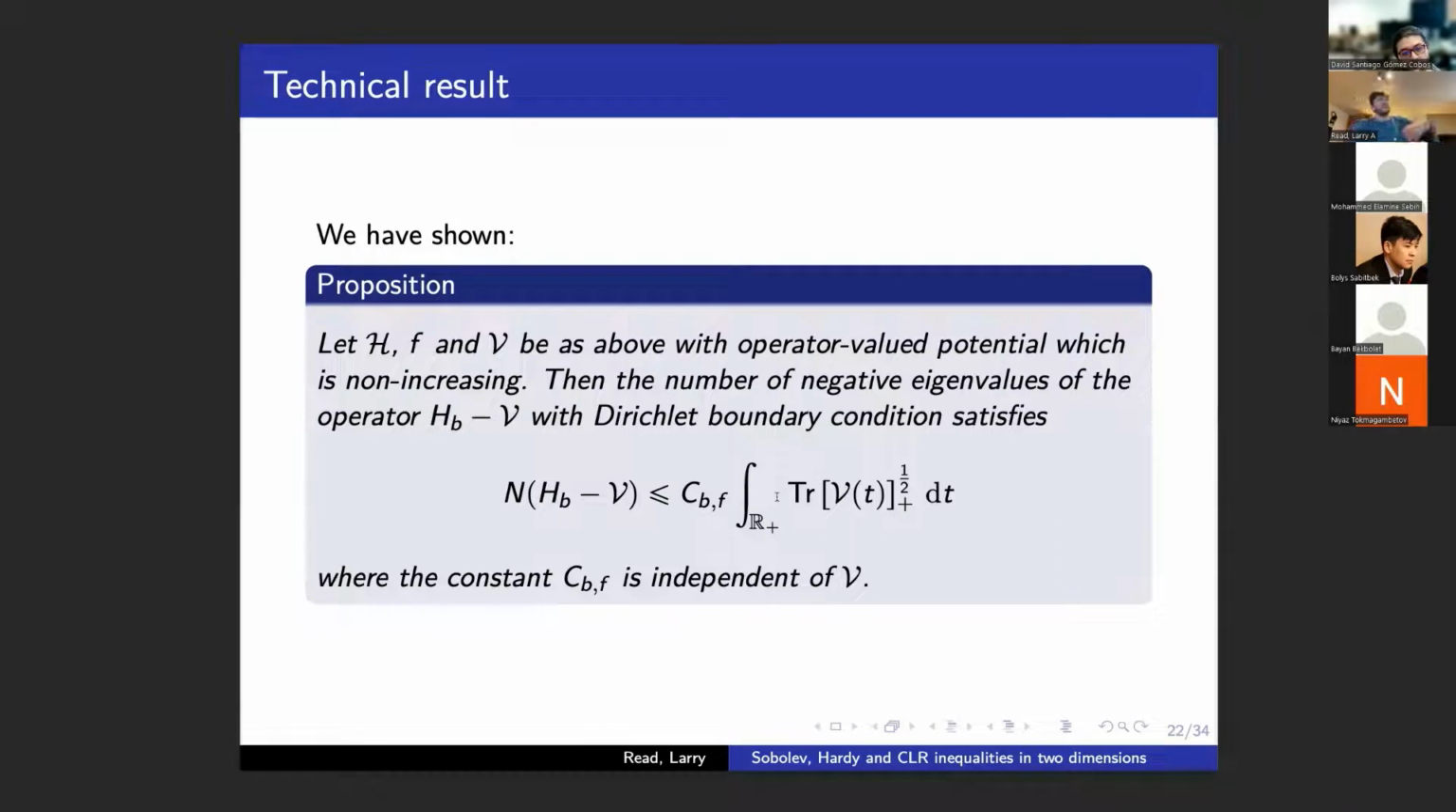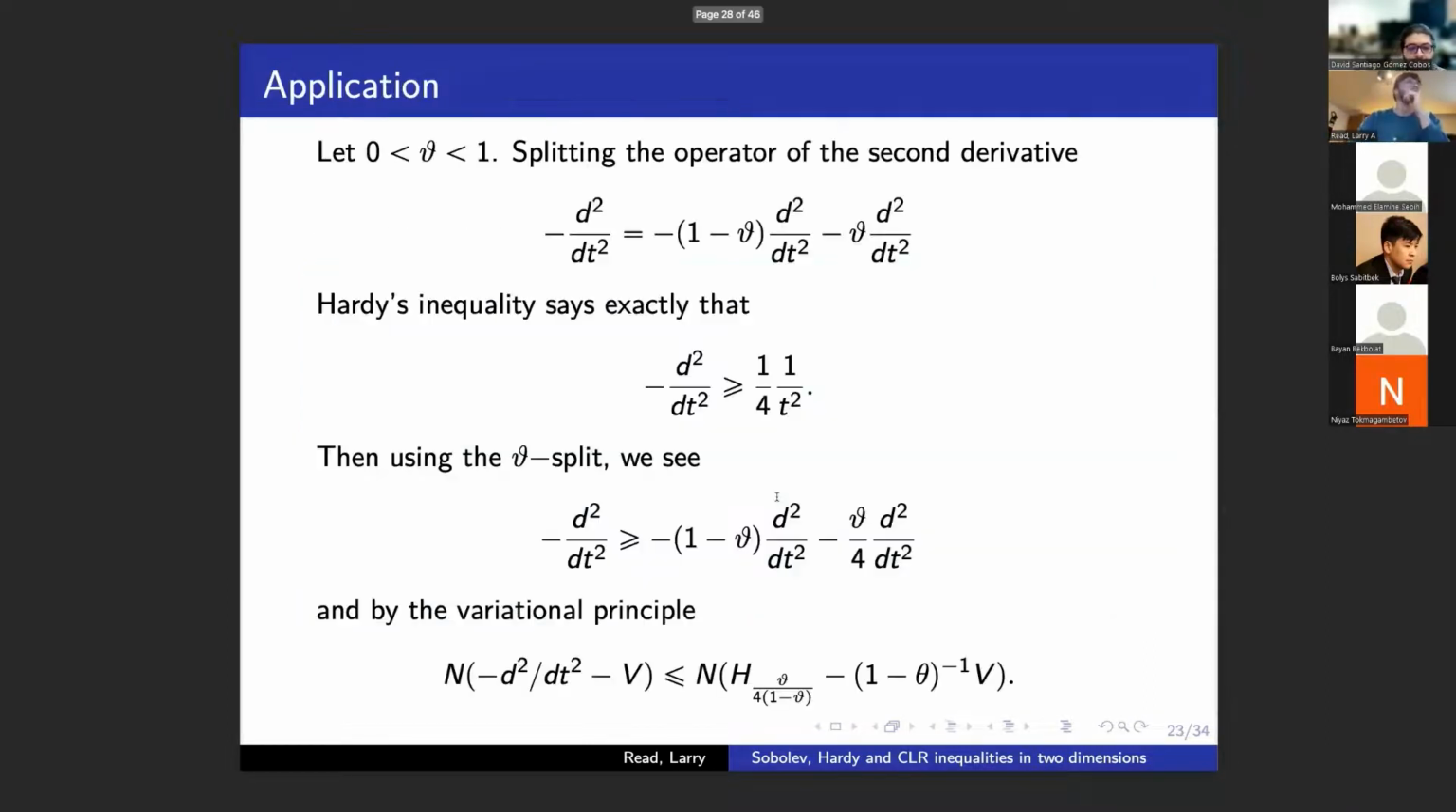So how do we apply this? So this is the operator valued version of the CLR inequality. And now how do we use it in an application? Well, what we do is, just in the simple case, we consider theta between 0 and 1, and then we split our Laplacian into two parts by theta, and then we use Hardy's inequality on this part here.